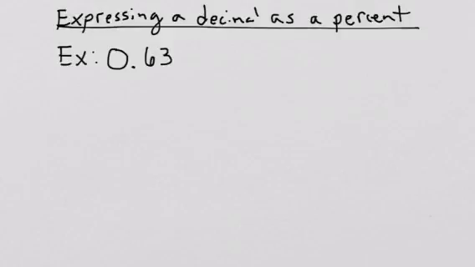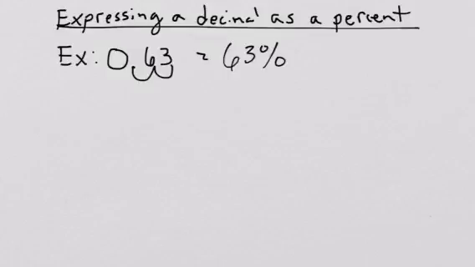Alright, now let's look at expressing a decimal as a percent. And so we want to take 0.63 or 63 hundredths. We want to turn this into a percentage. Now we just saw with the first example, in order to take a fraction to a percent, we went from a fraction to a decimal and then to a percent. And so the way we did that, again, was either by multiplying by 100 or just taking your decimal and moving it 2 places to the right. And so when we do that, we get 63%.